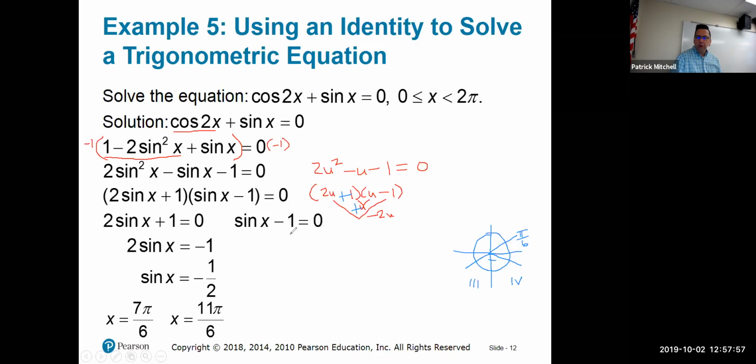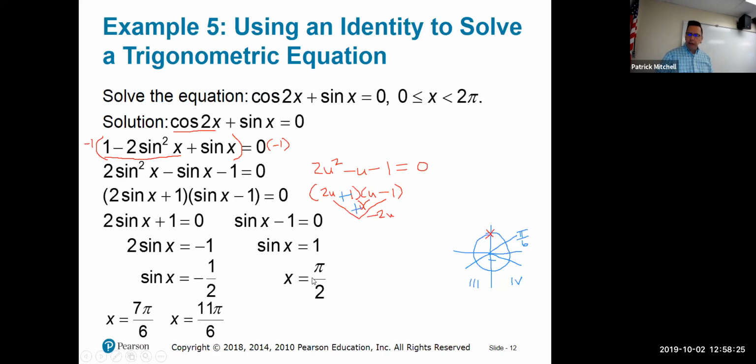I believe there is only one other solution, because there is only one place on the unit circle, one trip around, where the sine of x is equal to 1, and that is right up here, isn't it? When x is pi over 2. So this equation has 3 solutions: 7 pi over 6, 11 pi over 6, and pi over 2.